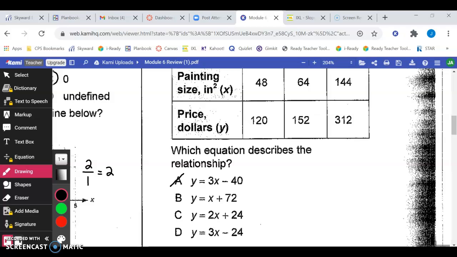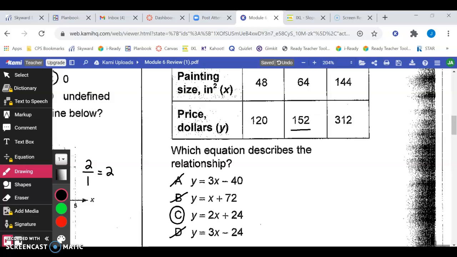So now we need to move over to another point. So I'm going to move over and plug 64 in for my x. So if I do 64 plus 72, I get 136. So this is saying I need 152. So this is not correct. For C, I would do 2 times 64 plus 24, and I get 152. So that one would work. 3 times 64 minus 24 is 168. So that one's not going to work. So C is the one that works.